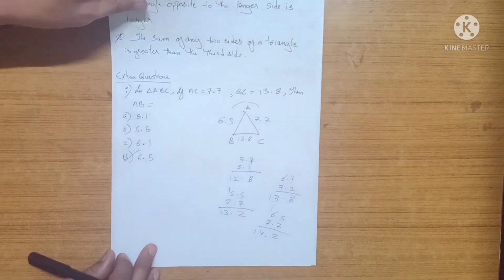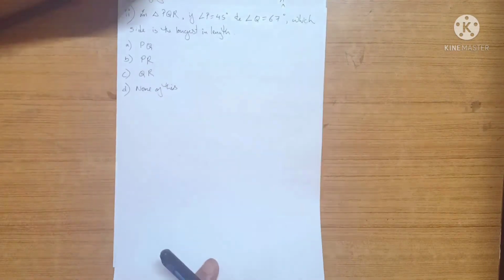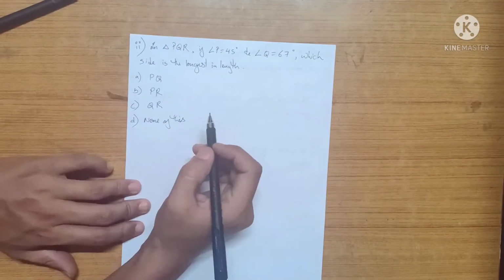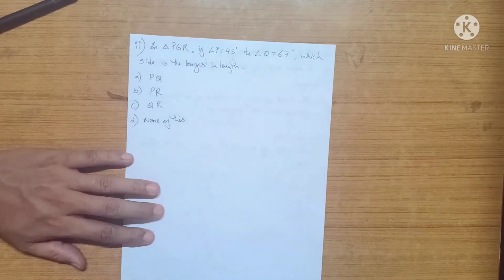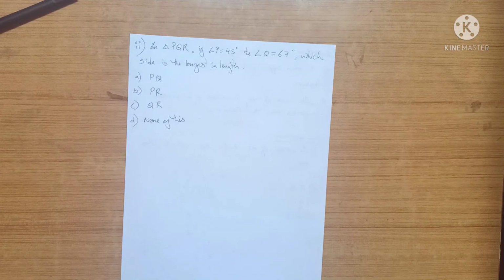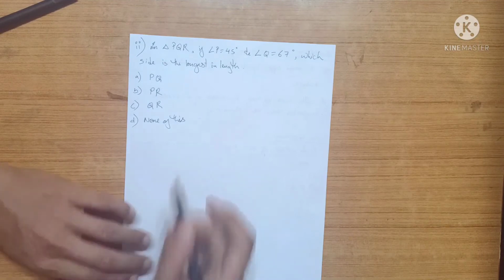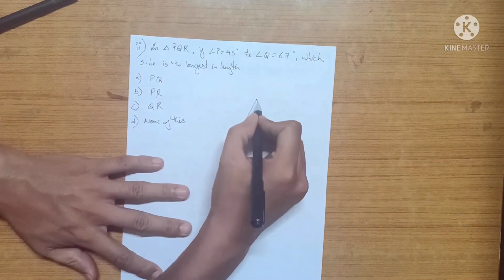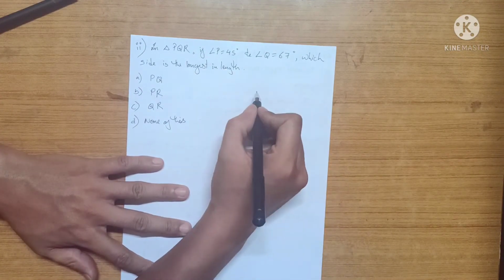Okay, let's do question number 2. I will have only 4 questions after we're done. In triangle PQR, angle P is 45, Q is 67. Which side is the longest in length? So let's draw the triangle. We don't know which one is longer.